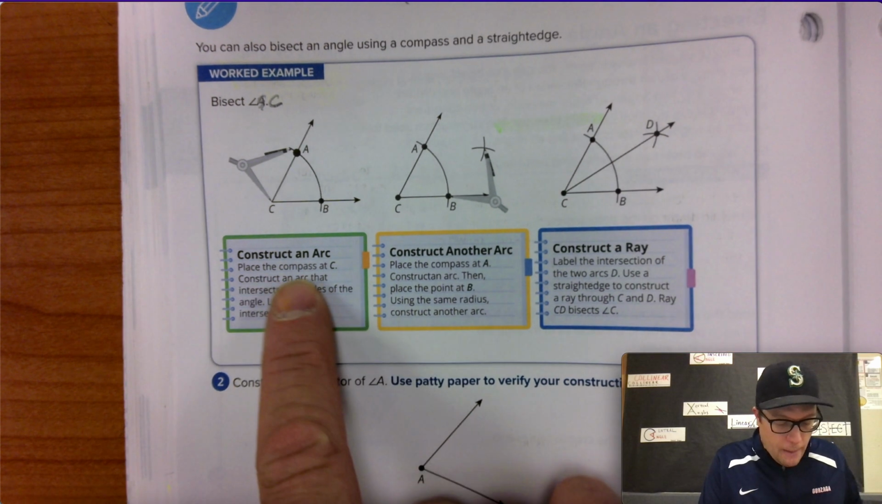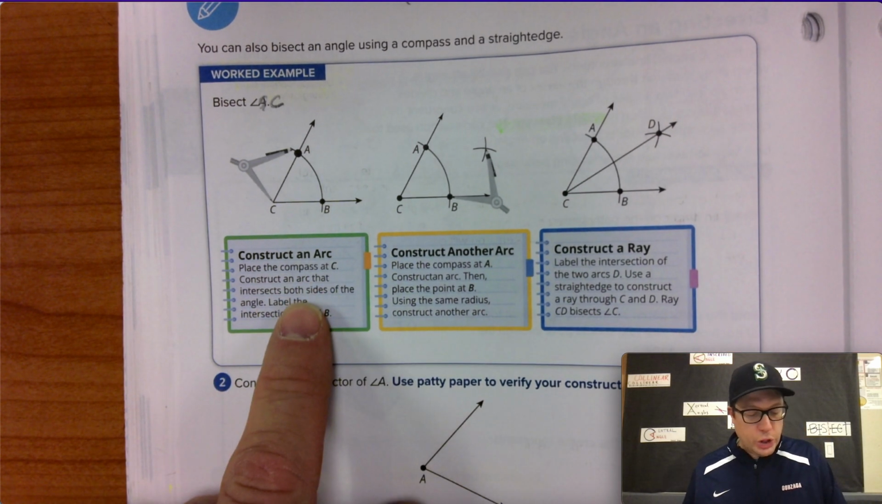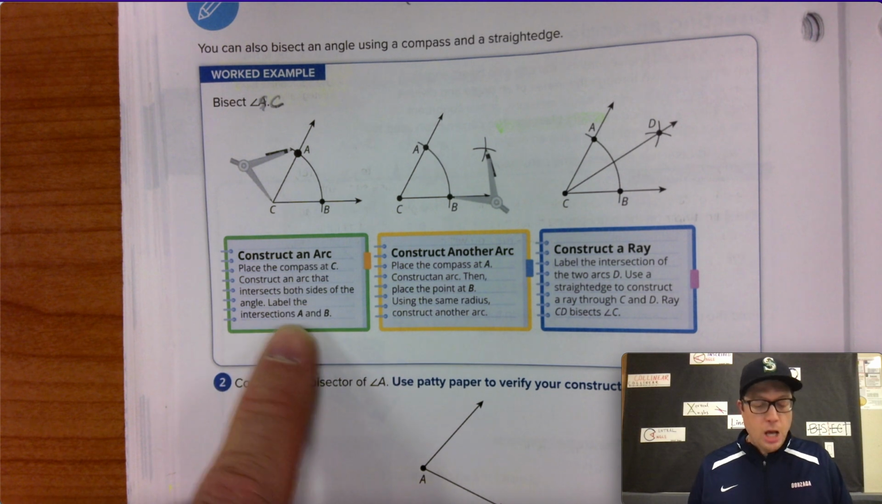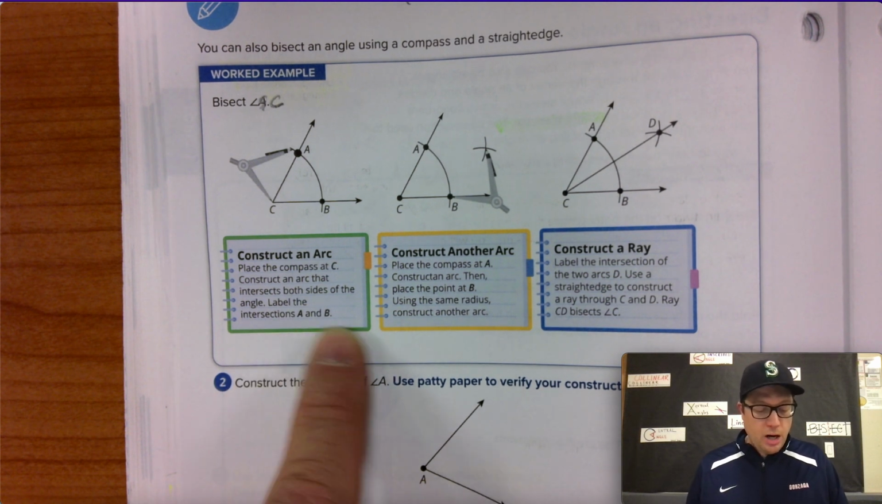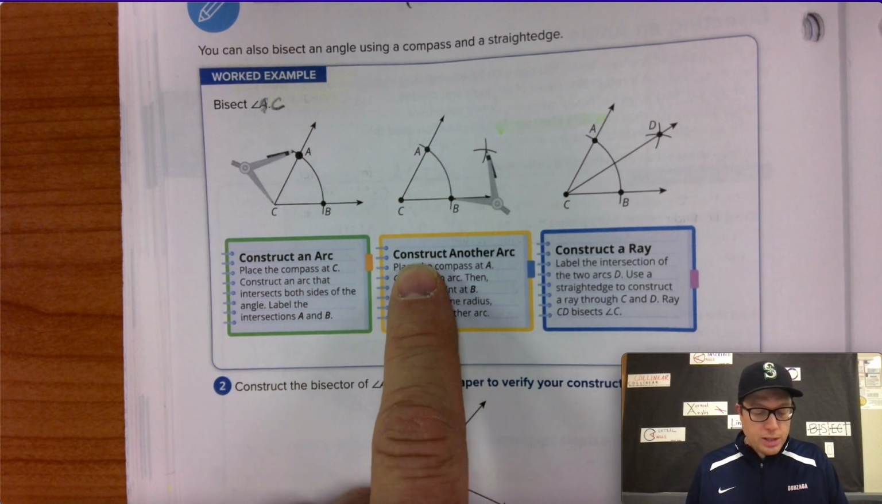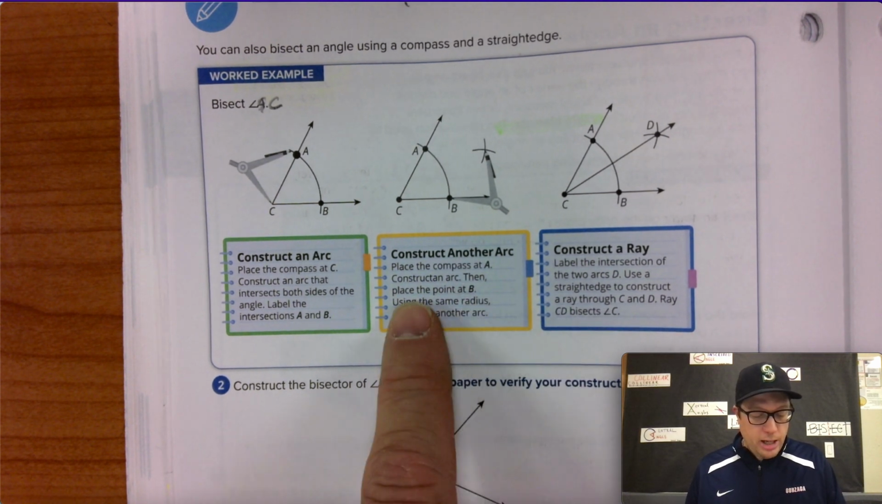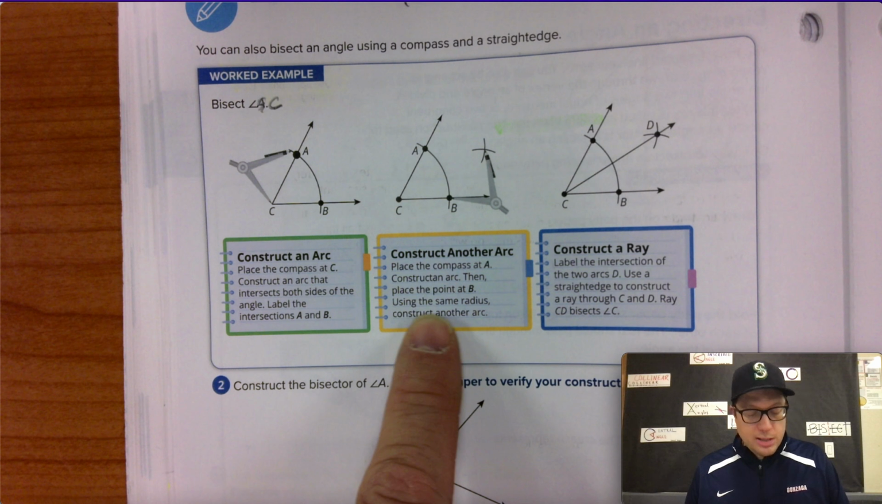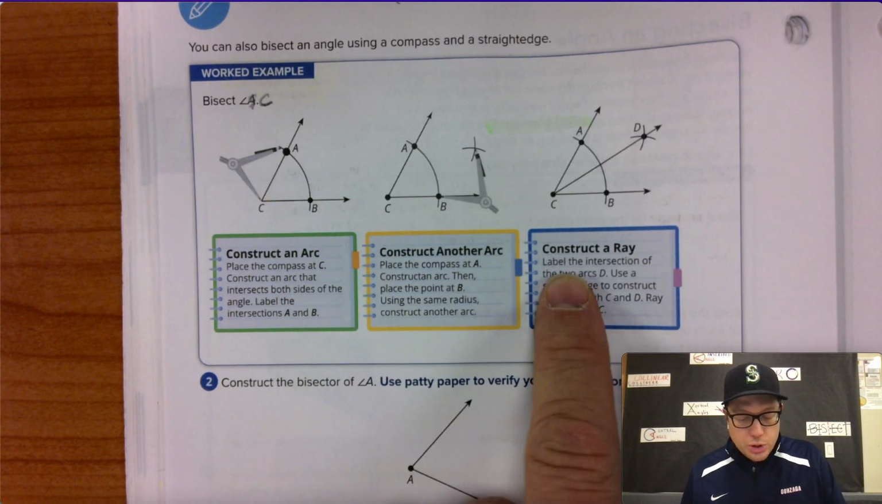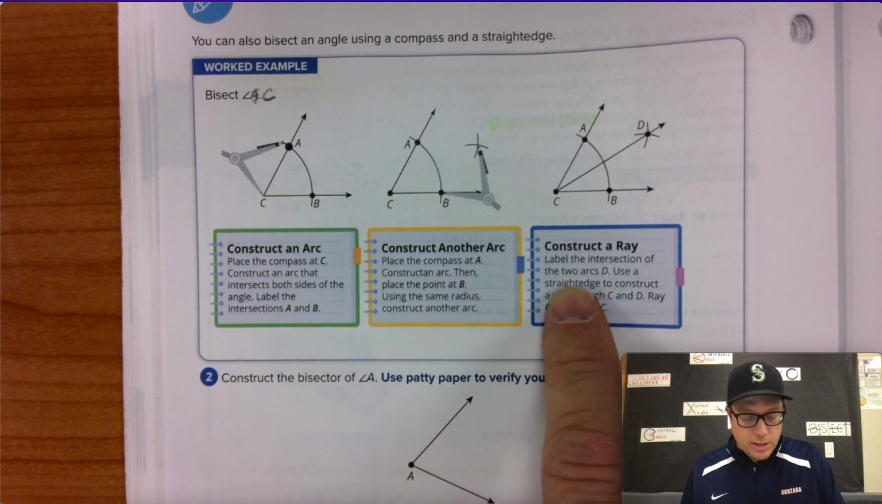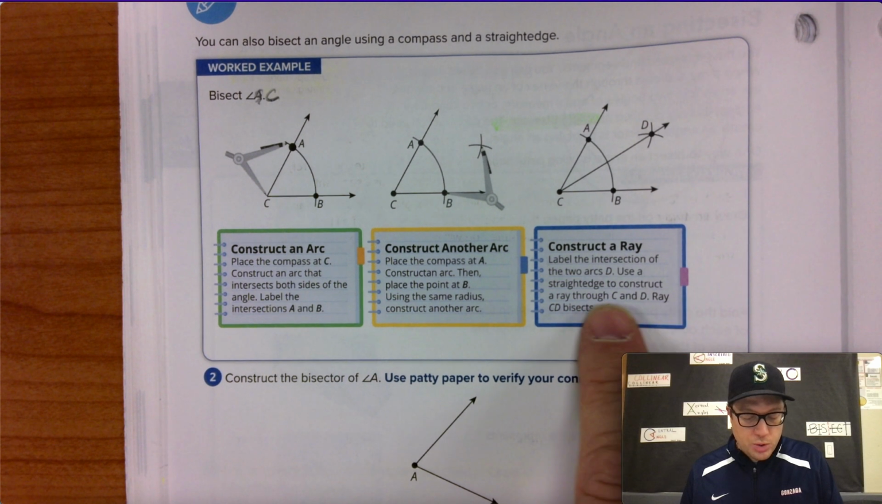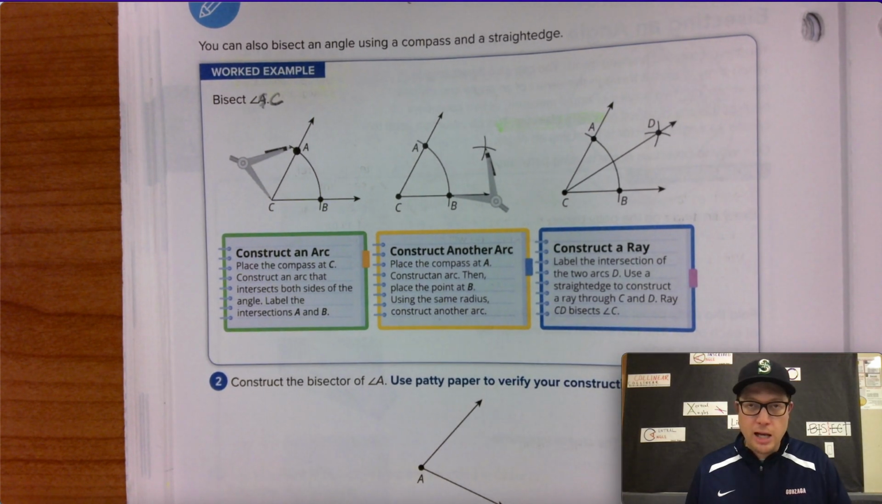Literally, place the compass at C. Construct an arc that intersects both sides of the angle. Label the intersections A and B. Then step 2, construct another arc. Place the compass at A, construct the arc. Then place the point at B, construct the same radius, construct another arc. Construct a ray. Label the intersection of the two arcs D. Use a straight edge to construct a ray through C and D. Ray CD bisects angle C.